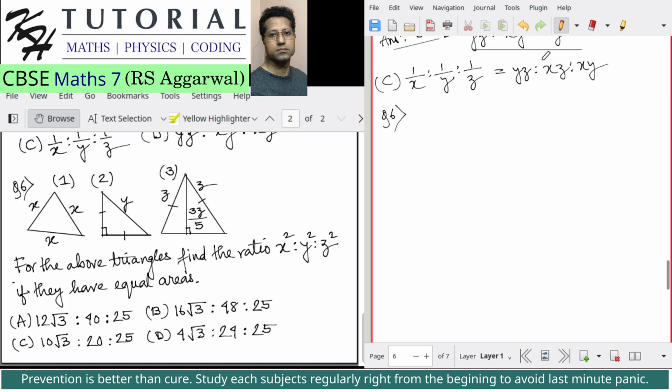Okay, it is given that the areas of all these three triangles are equal. So what will be the ratio of x square is to y square is to z square? Okay, so let's see.